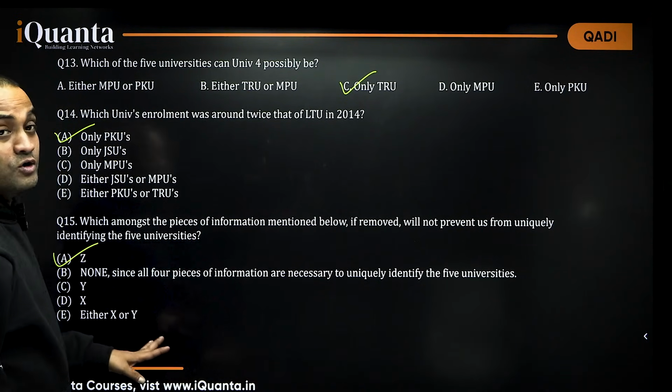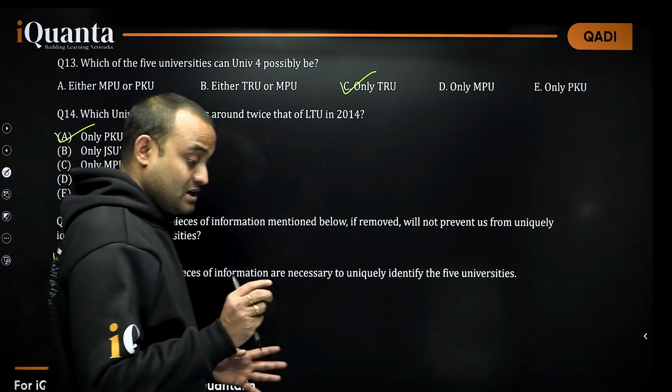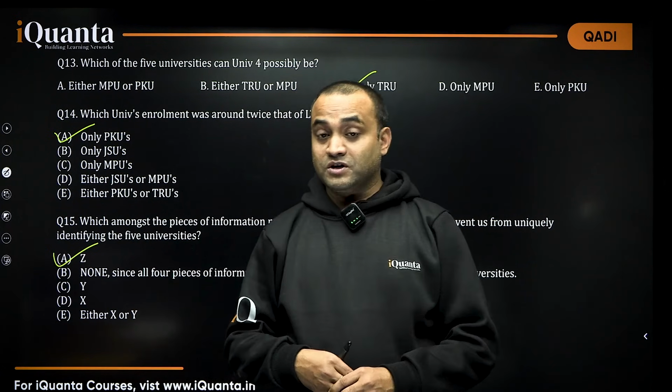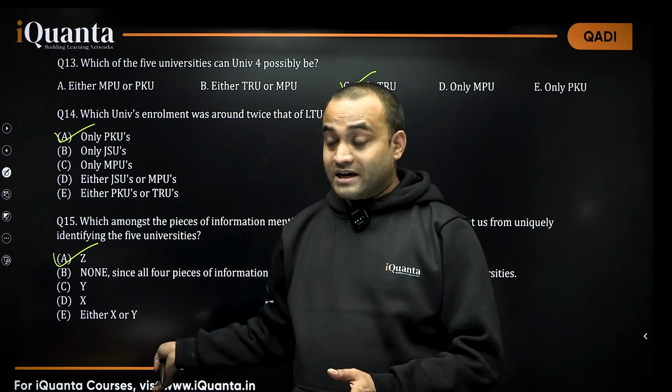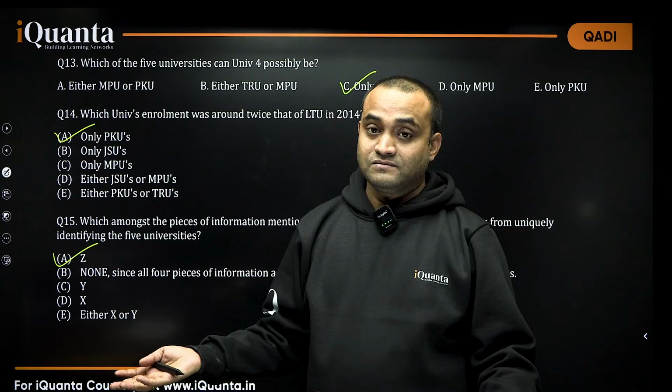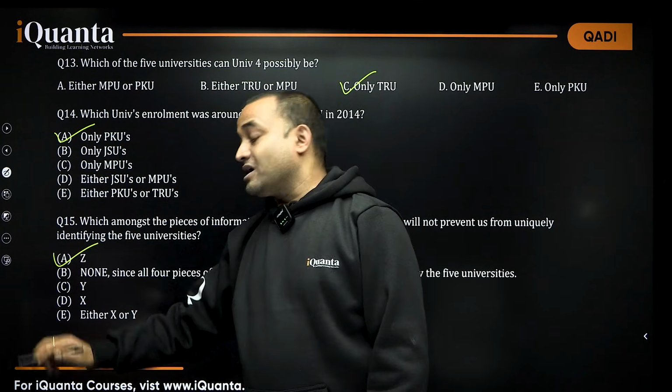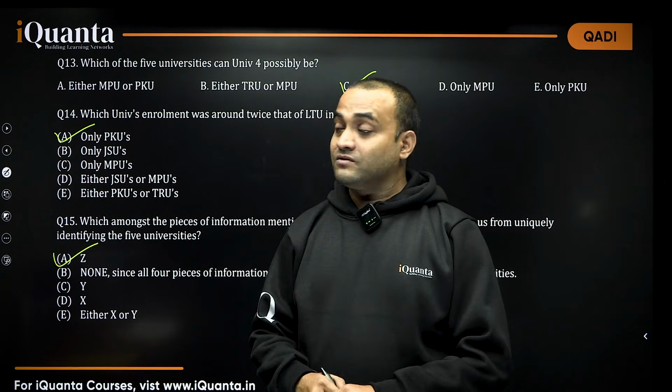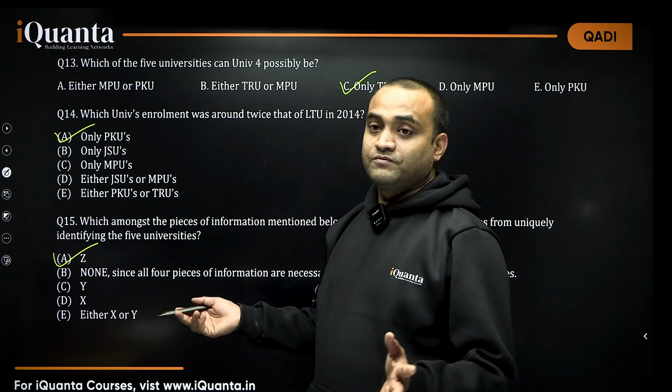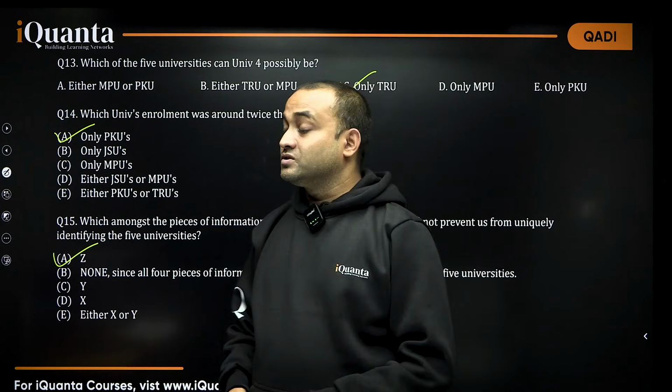Either X or Y won't be true, because without X or Y it's possible to find out, then Z should also be there, right? That either X, Y or Z, but that is not given. We are certain about Z, that without using Z we can find all the information required. Okay, so these are the answers.